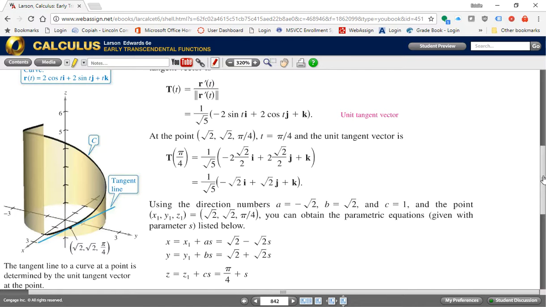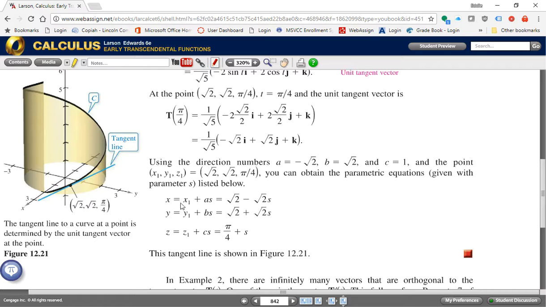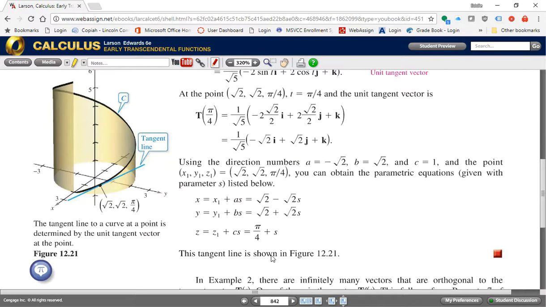and the point, square root of 2, pi over 4, you can obtain the parametric equations. It's been a while since we've done parametric equations. Remember, they have a formula, though. So it's x sub 1 plus at. I think we used t before. It's what we used when we first went over parametric equations, but it's just a different variable. So that's square root of 2 minus square root of 2 s, then y sub 1 from this right here, plus b s, and then z sub 1 plus c s is just pi over 4 plus s. Alright, and you can look here at this figure. It says this tangent line is shown in figure 12.21. That's this figure here. So these are the parametric equations that would give you that tangent line.